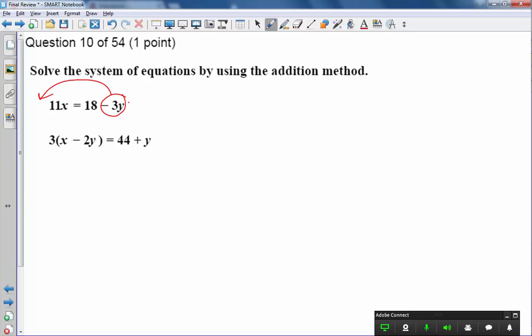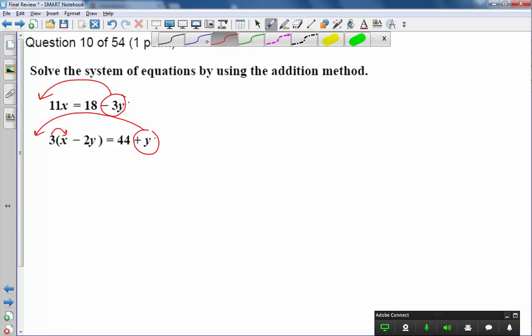Okay. And I see a parentheses. We will multiply this out. And I see a y. It needs to go to the left. And then, are you happy with 18 and 44? Yeah. I will keep them on the right side. Okay, let's do what I said.